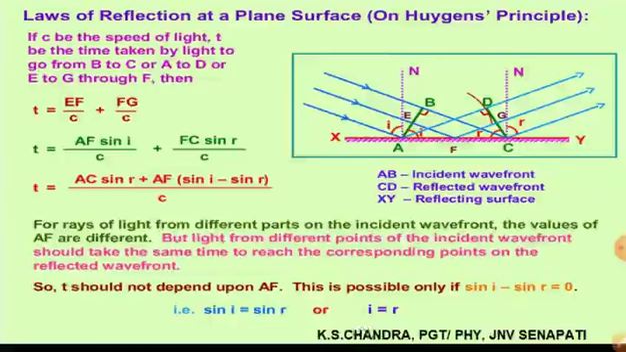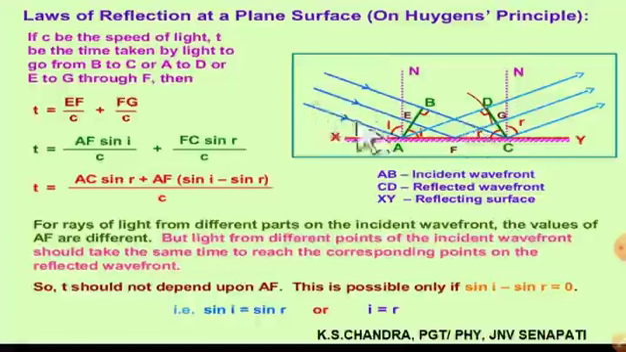Now let's try to prove the laws of reflection at a plane surface on Huygens' principle. Now this XY is the reflecting surface. XY is a reflecting surface, and a parallel ray of light is incident on it.